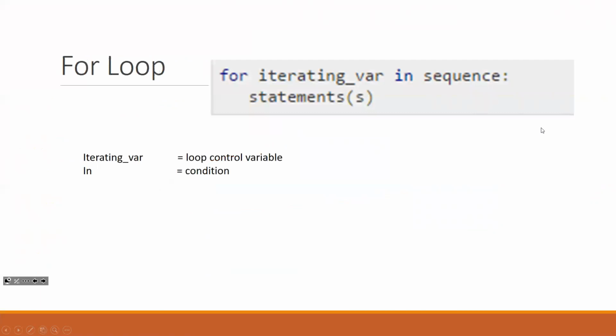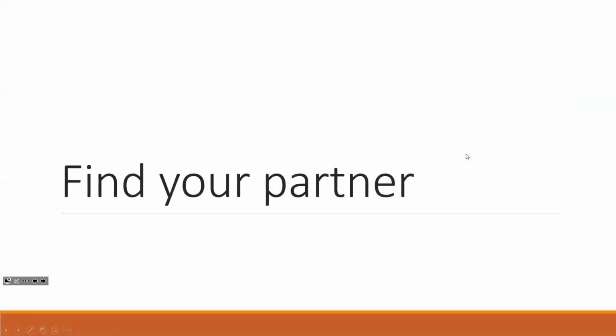Now our for loop. This is the actual syntax for iterating var in sequence. So that means for X in range 1 through 10 or whatever, we're going to do our loop statements. So our for loop takes that loop control variable and makes it part of the syntax. And it makes the condition be part of the syntax also. So we put everything all together.